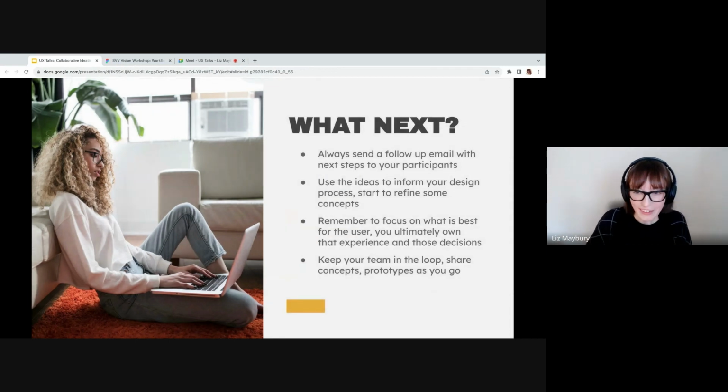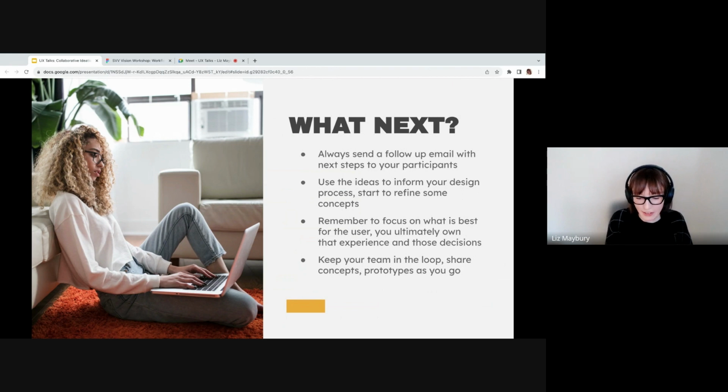So what next? What do you do with all this stuff that you just got out of the session? I would say always send a follow-up email with next steps to your participants, let them know what's going on, and then start to use those ideas to inform your design process, start to refine some of those concepts. You may even have some new ideas coming out of it.